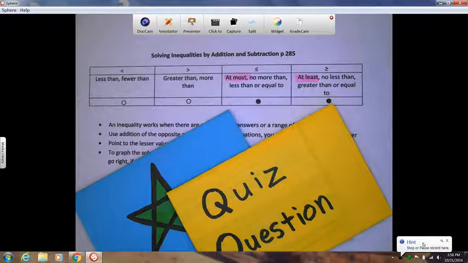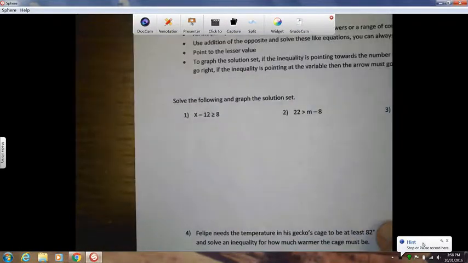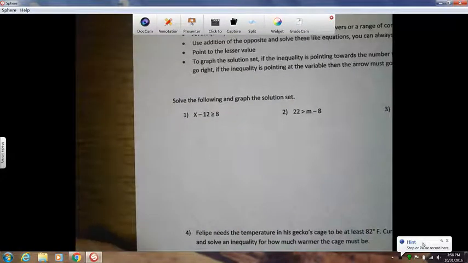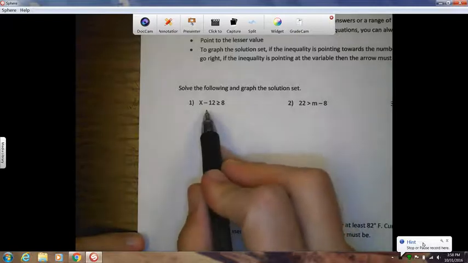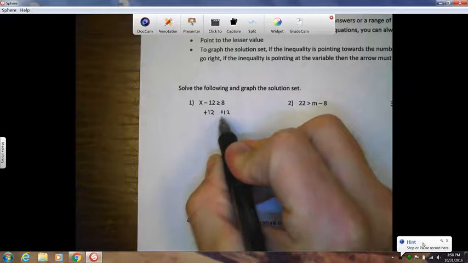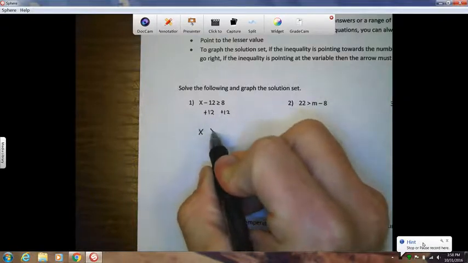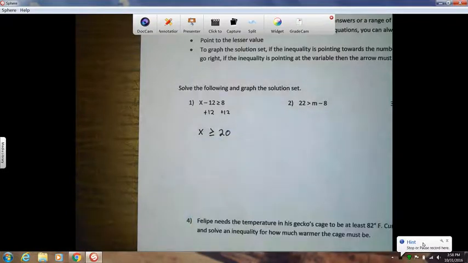Let's look at number 1. So we need to solve it and graph. I'm going to treat this just like an equal sign. I have x minus 12. I want x by itself, so I'm going to add 12 to both sides. So x is greater than or equal to 20. Now let's make the graph.